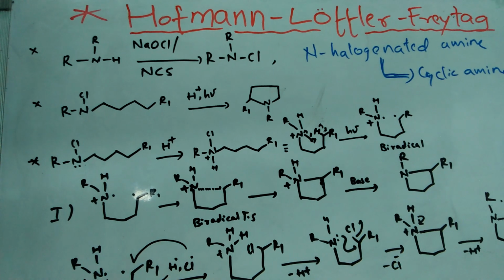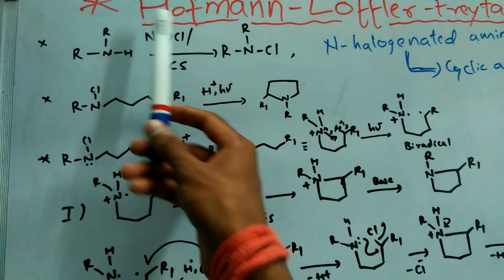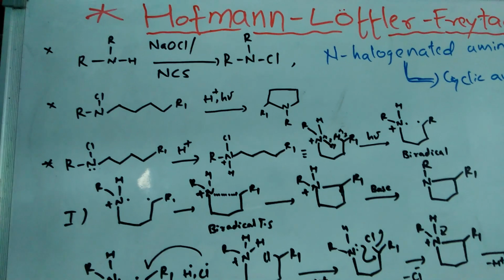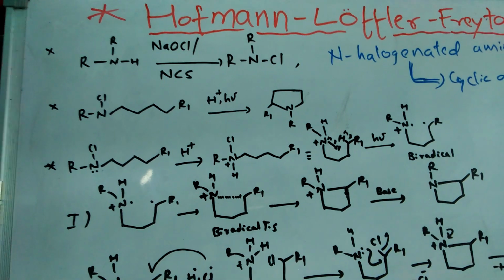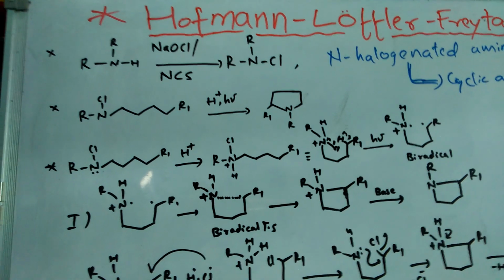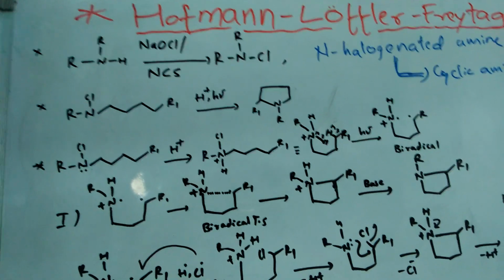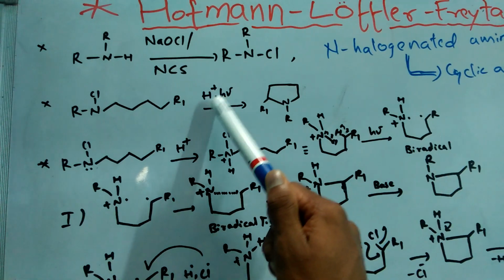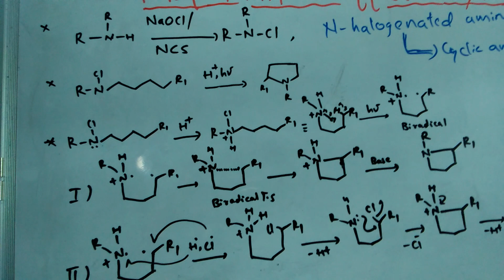The preparation of N-halogenated amines: the amine is reacted with a base, NaOCl, or N-chlorosuccinimide, and will give N-halogenated amines. N-halogenated amines in the presence of acid and under photochemical conditions give cyclic amines.